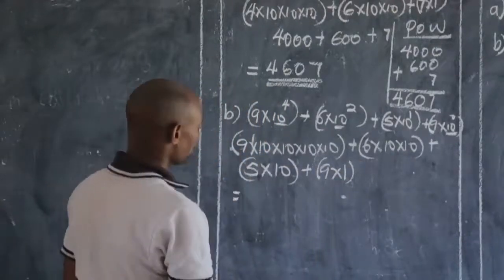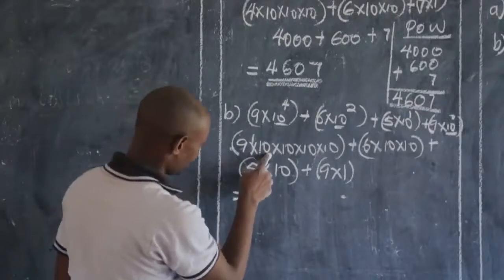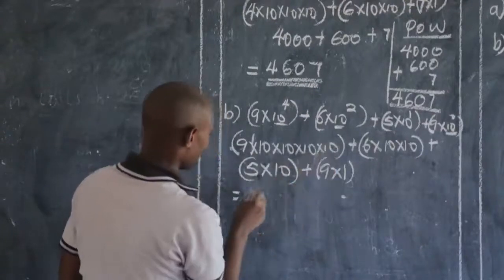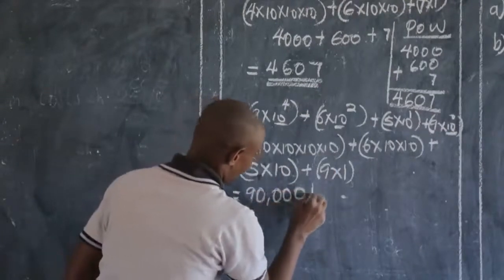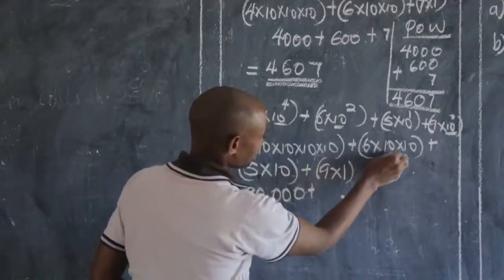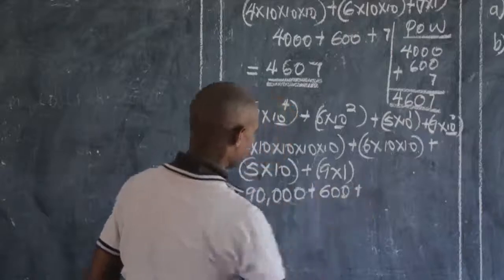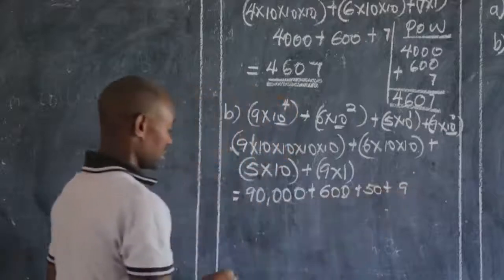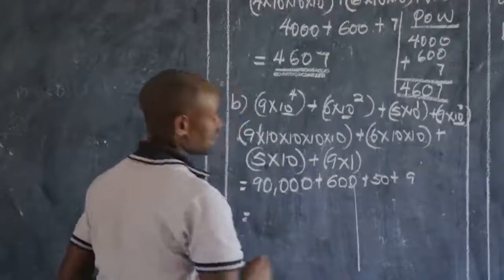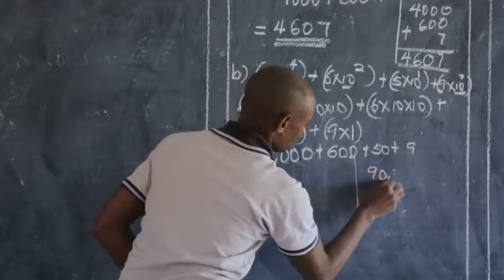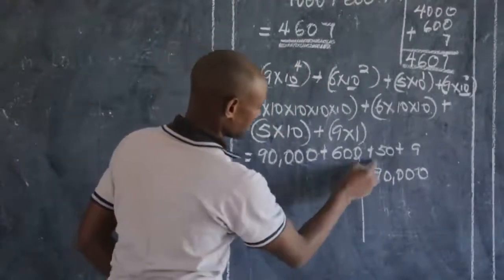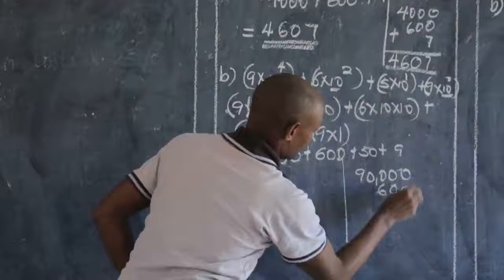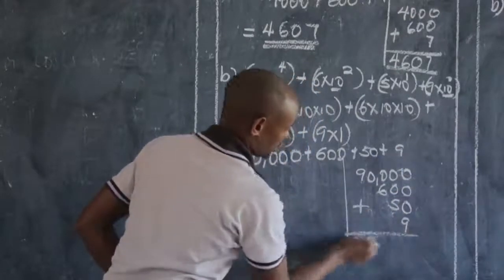Okay? What is this one going to give us? 9 times 10, we get 90. Times 10, 900. Times 10, 9,000. Times 10, 90,000. Plus 6 times 10, 60. Times 10, we are getting 600. Plus 5 times 10, we are getting 50. 9 times 1, we are getting 9. After getting this, what do we do? Arrange vertically and add. 90,000. Add there 600, 0, 0, 6. Add there 50. Then finally, 9. We are adding.